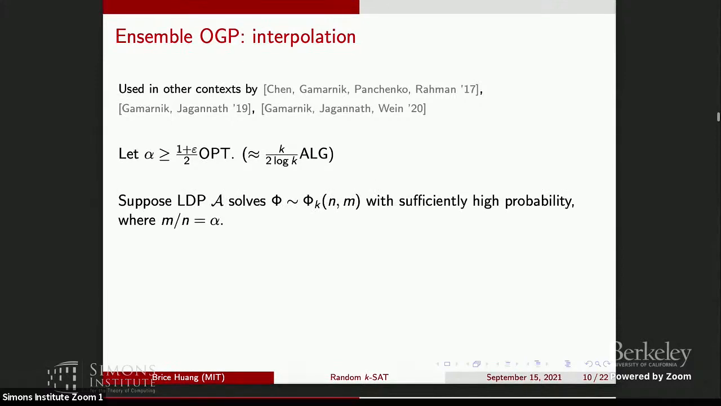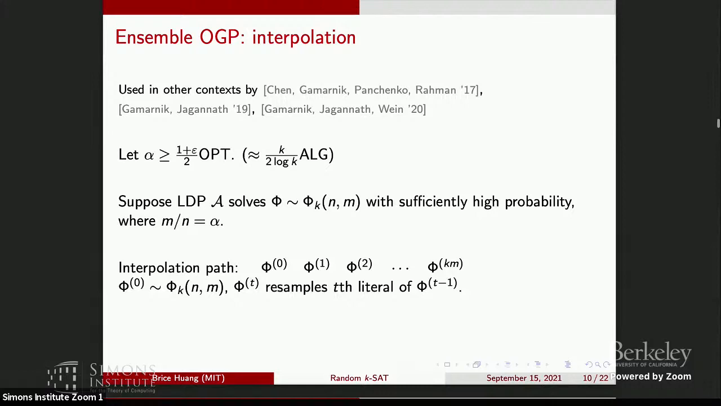The argument goes, suppose that a low-degree polynomial solves random k-sat with quite high probability at this clause density. Then we construct this interpolation path of correlated k-sat instances, where the first k-sat instance is drawn from the k-sat distribution, and every subsequent k-sat instance is drawn by resampling one literal of its predecessor. So each of these phi's is marginally from the k-sat distribution, and the first and last are fully independent. And the middle ones are some mixture of the first and last. We run the algorithm on all the phis to get a sequence of assignments X.